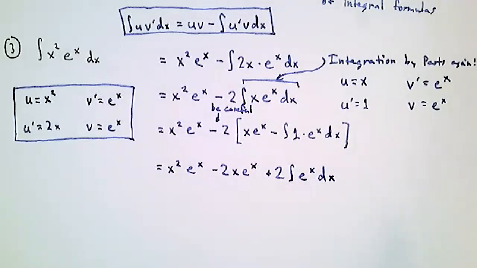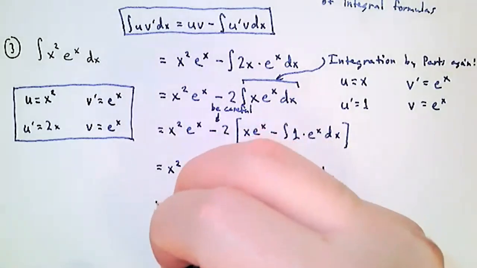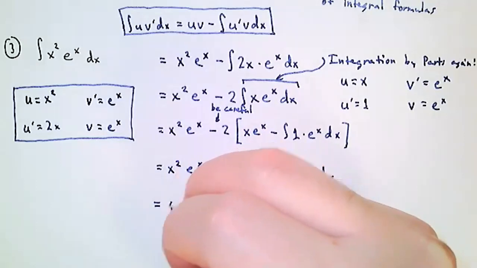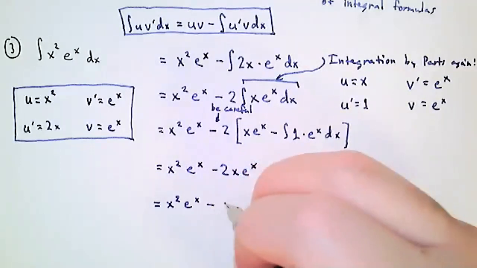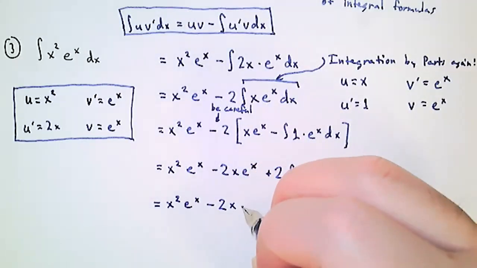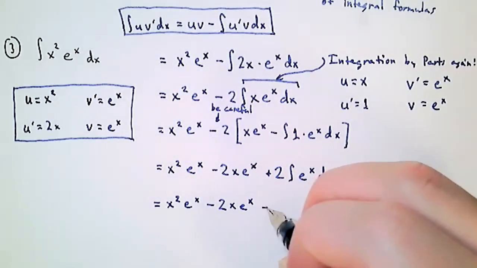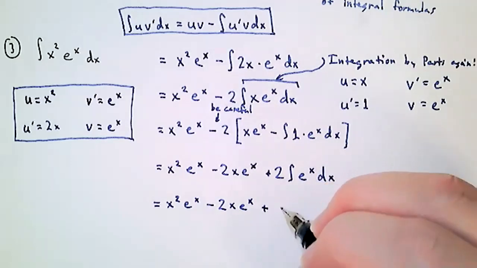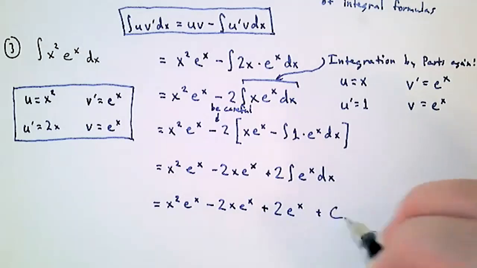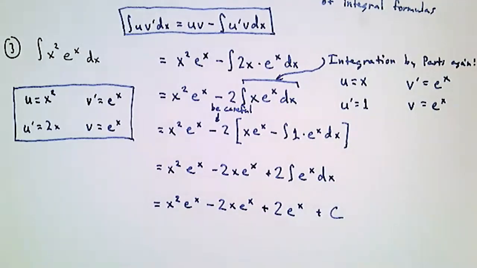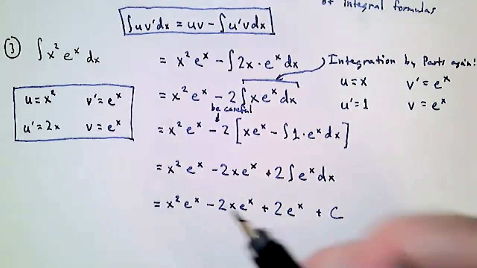What's the integral of e to the x? What's the final integral here? E to the x plus c. Good. So this last part of the problem is where we have to worry about having our plus c adding an extra constant on the end. So this is our antiderivative here.